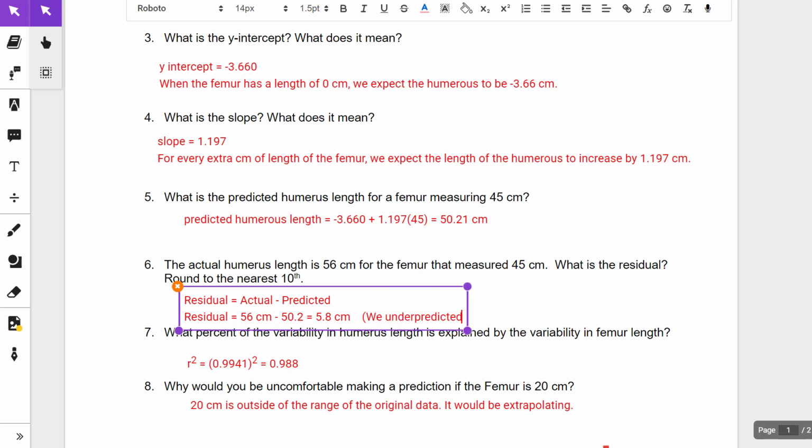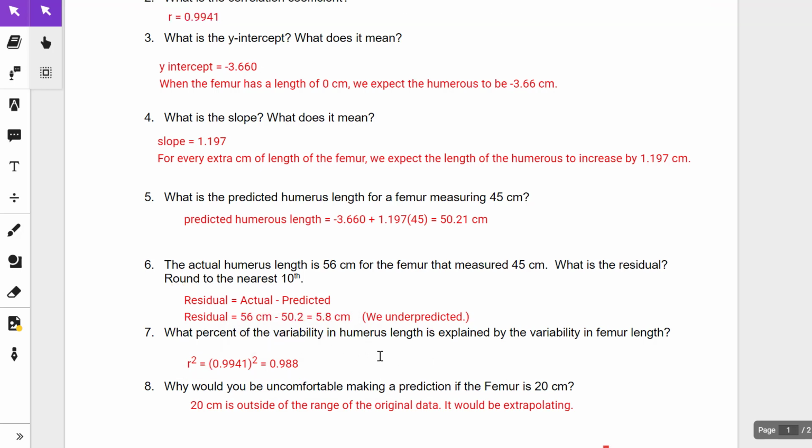You might see this question every once in a while. It's not right here on this assignment, but you should be able to figure out when you're doing this calculation if there was an over or under prediction. Now, it says what percent of the variability in humerus length is explained by the variability in femur length?